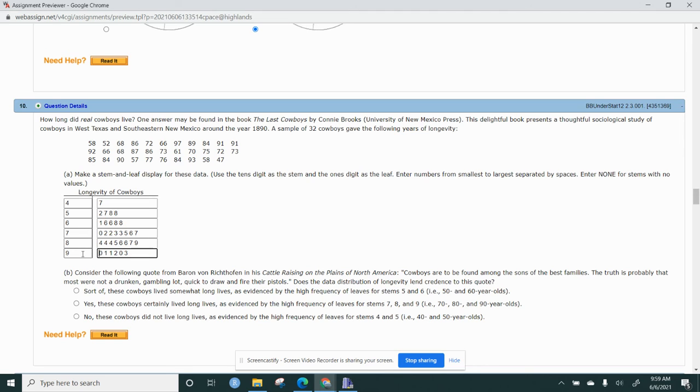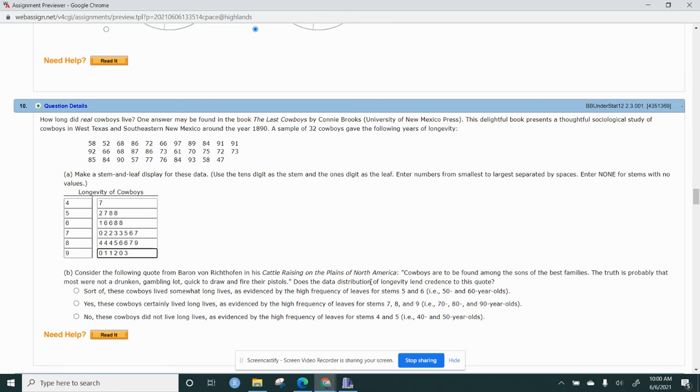All right, so here we go. Now I have my graph. When I'm looking at the shape, I see that a lot of cowboys didn't die in their 40s or 50s or 60s, but a lot of them died in their 70s, 80s, and 90s. So if I look at that, I want to see: cowboys are found to be among the best sons of best families. The truth is probably because most were not a drunken, gambling lot, quick to draw or fire their pistols.